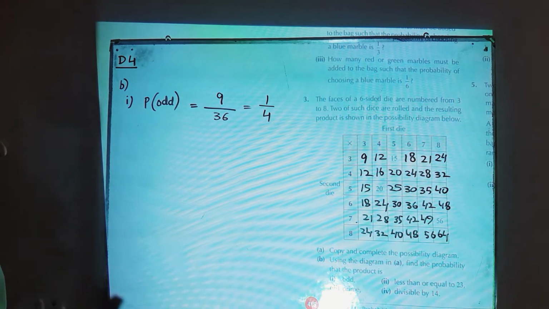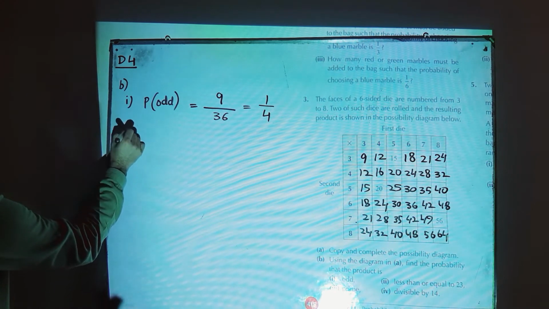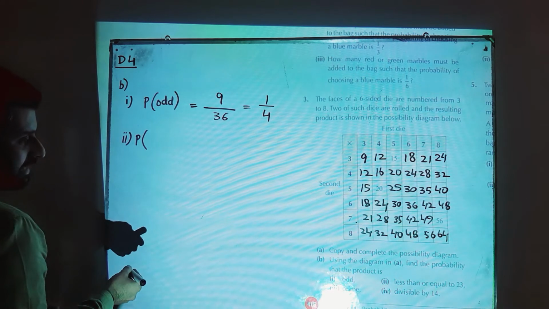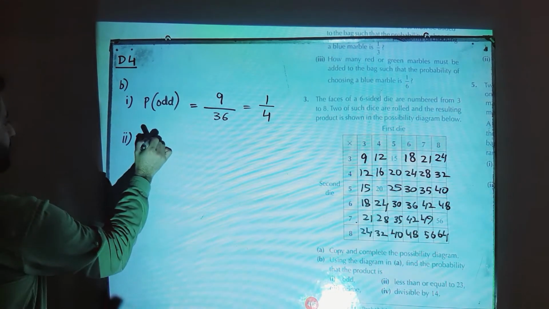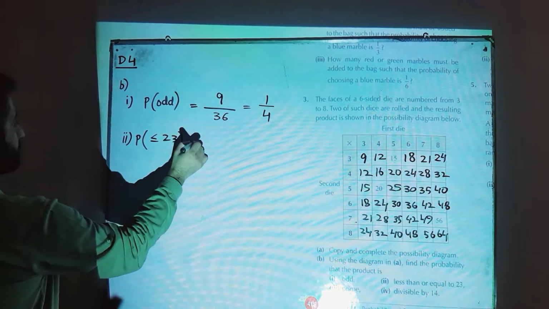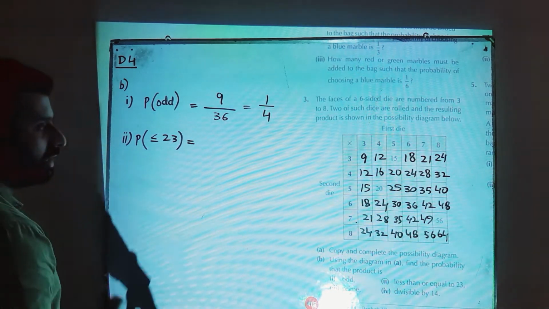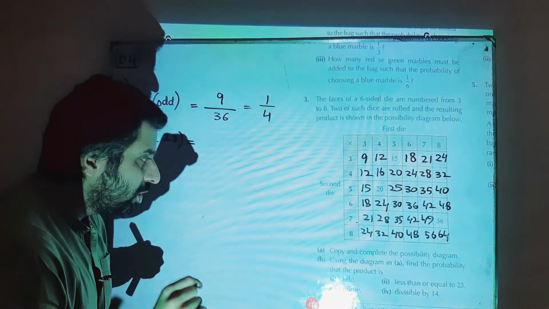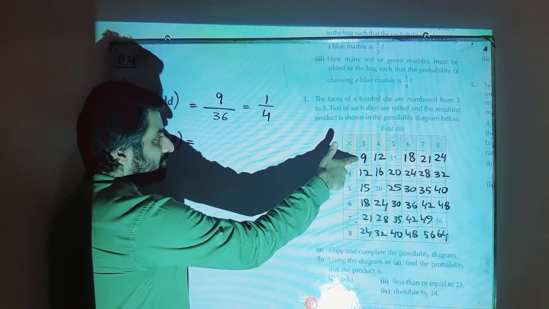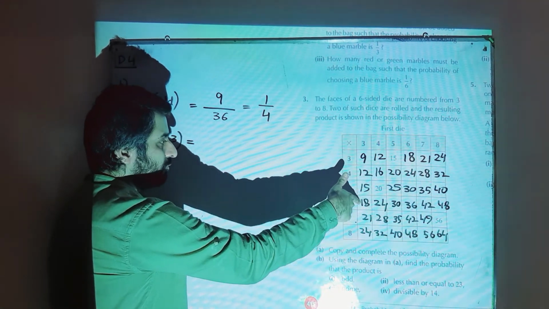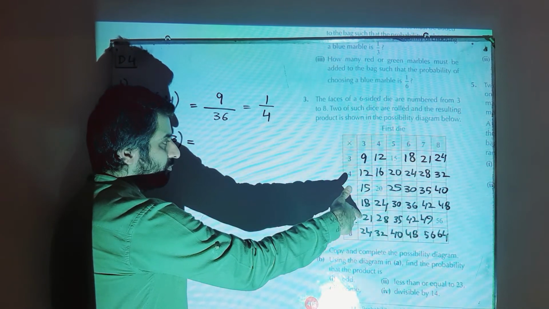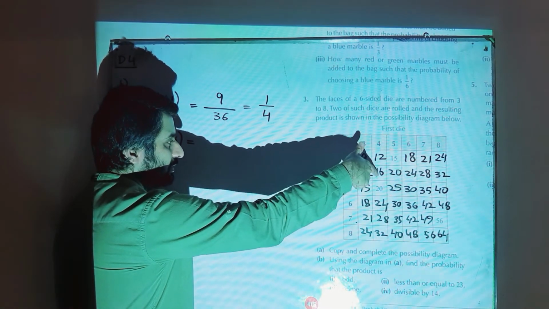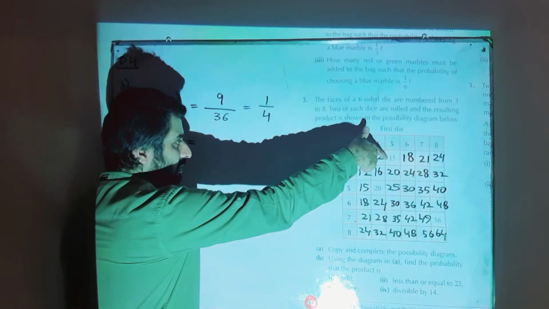Now what about part number 2? We have to find the probability of a number that is less than or equal to 23. So just count how many numbers are less than or equal to 23. 1, 2, 3, 4, 5, 6 means less than or equal to 23. 7, 8, 9, 10.